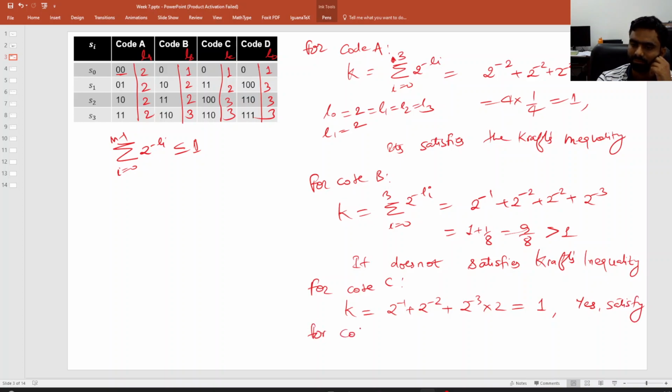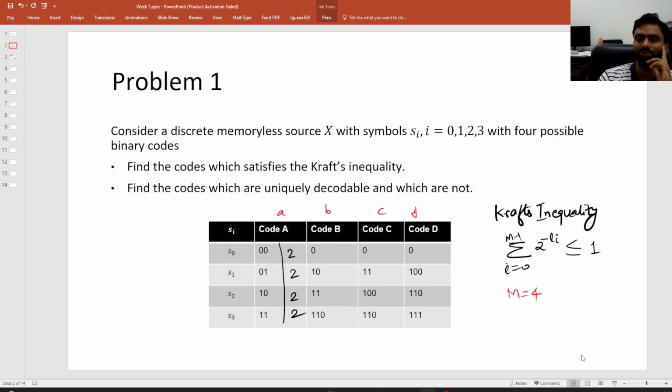Code D, understand? Now 2 raised to minus 1 plus 3 times 2 raised to minus 3, that would be 7 by 8, which is less than 1. So except B, all satisfy the Kraft inequality. Clear? Now the second question is: find the codes which are uniquely decodable and which are not.